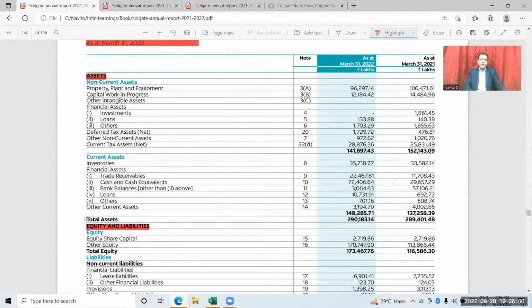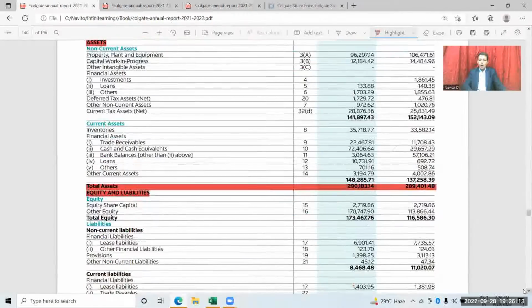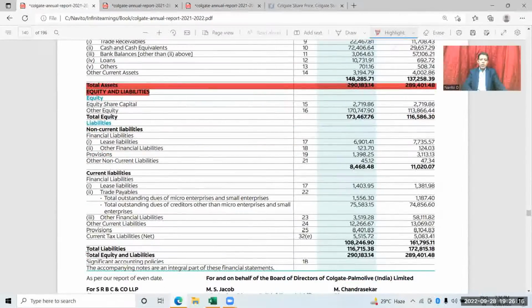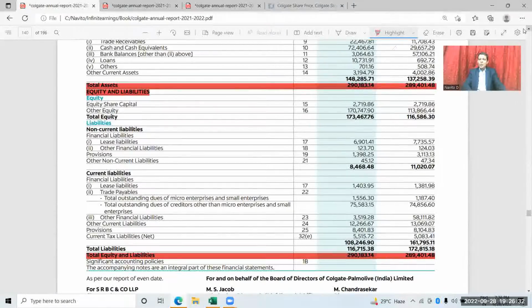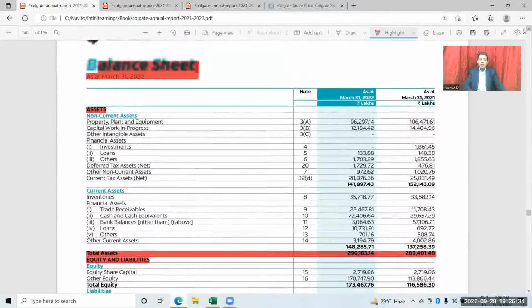So the total assets, let us see what are the total assets. And then let us also mark what are the total equity and liabilities. Let us see if they indeed balance out. Yes, they do balance out. 290,183.14 and 290,183.14 against total equity and liabilities. So the balance sheet does indicate that they do balance out.